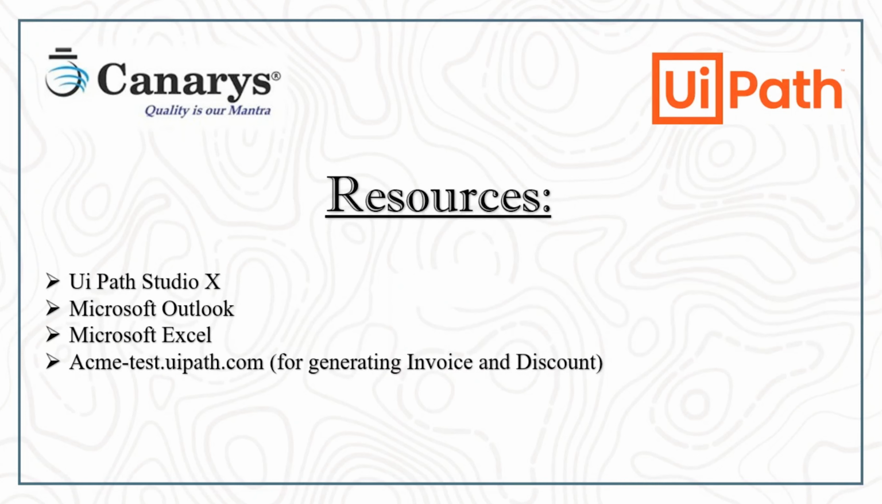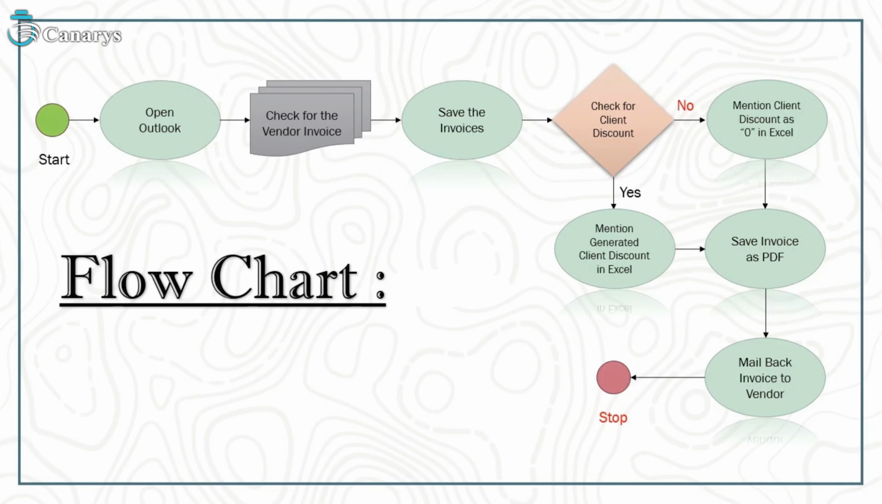So now let's see what are all the resources we need. So first we need UiPath Studio X for coding, and Microsoft Outlook, Microsoft Excel, and acme-test.uipath.com for generating invoice and discount. So let's understand the flowchart of the bot.